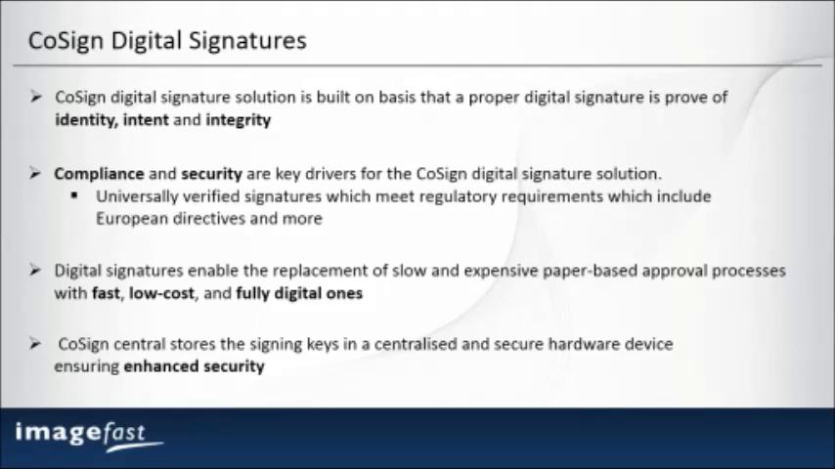So CoSign believe a proper digital signature, so we've gone away from conventional and now we're looking at an approach to a proper digital signature, is proof of not only identity, but it should be of intent and integrity. Identity here is being able to quickly identify who the person is. And intent is the reason for why it was signed. So in our case, it could be approved, authorized. And then integrity is making sure that since said person signed it and authorized it and perhaps approved it, the document hasn't been changed. And these are based on compliance and security, which of course are always going to be your key drivers when you're looking at any signature solution.